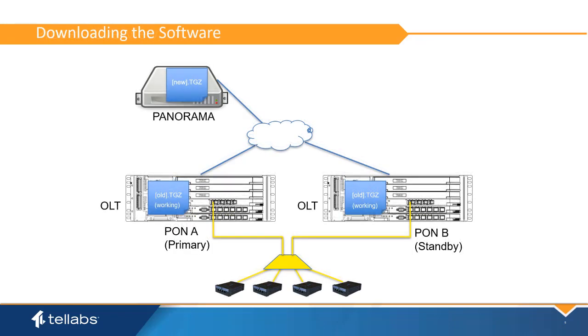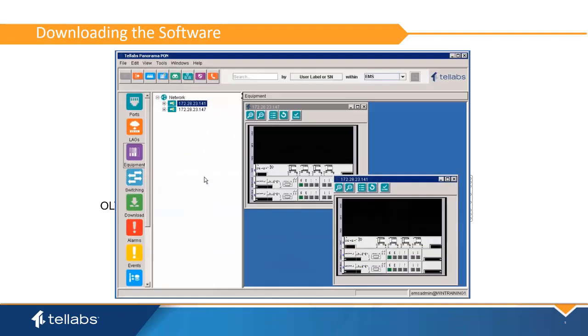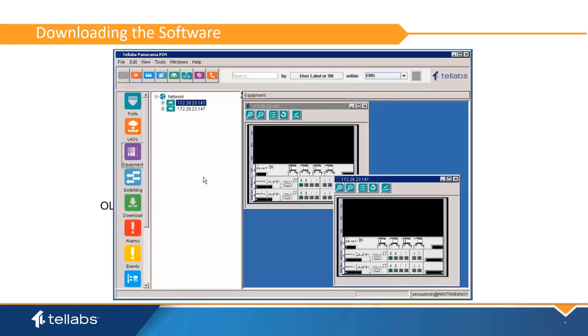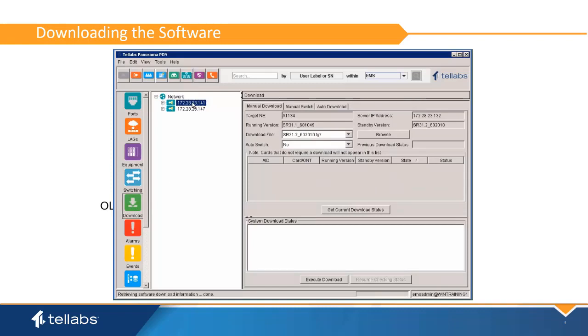The process to upgrade software begins with downloading software to both OLTs. Once the software is staged on the Panorama server, it can be downloaded to the secondary memory bank on each OLT. In Panorama, select the download application and the target network element. Make sure that the auto switch function is disabled. Begin the download process by selecting the software load and clicking Execute Download.